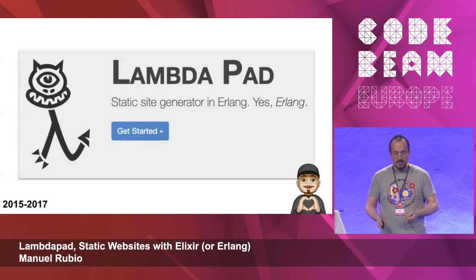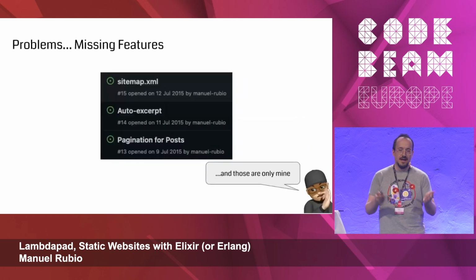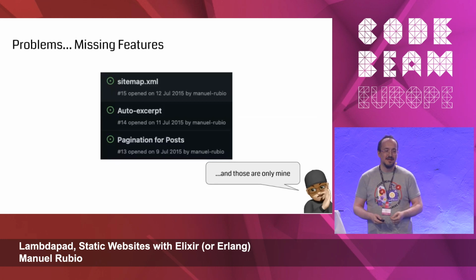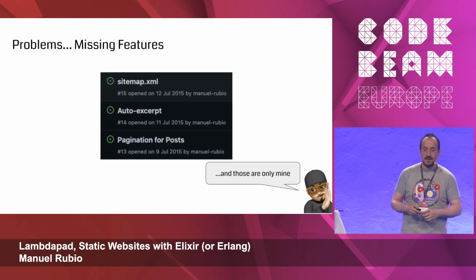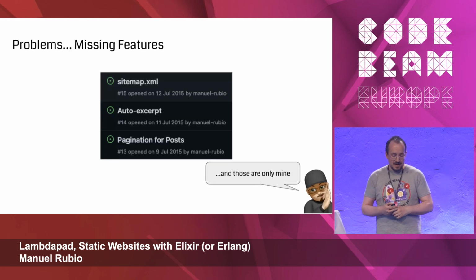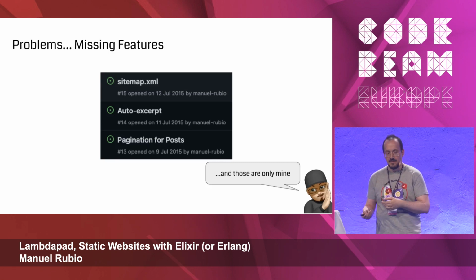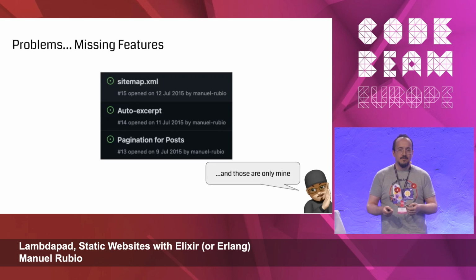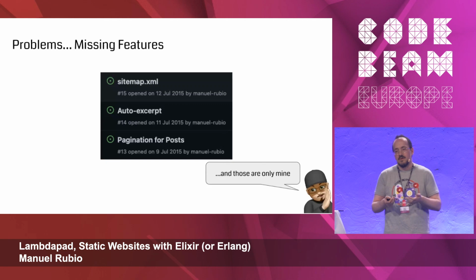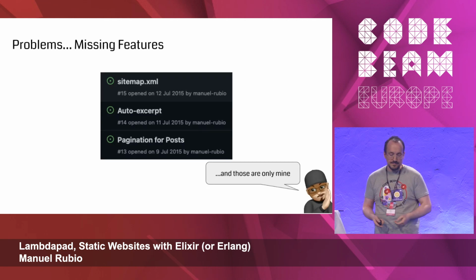So I was using it for 2 years, but I had again a couple of problems that I was putting in GitHub, and those are only mine. There are a lot more. I was used to using a lot of plugins from Octopress that were generating the sitemap, generating SERPs, generating pagination, and that was up to you in Lambda Pad. It was not too difficult to do, but it was a cumbersome progression to go from one solution to another.